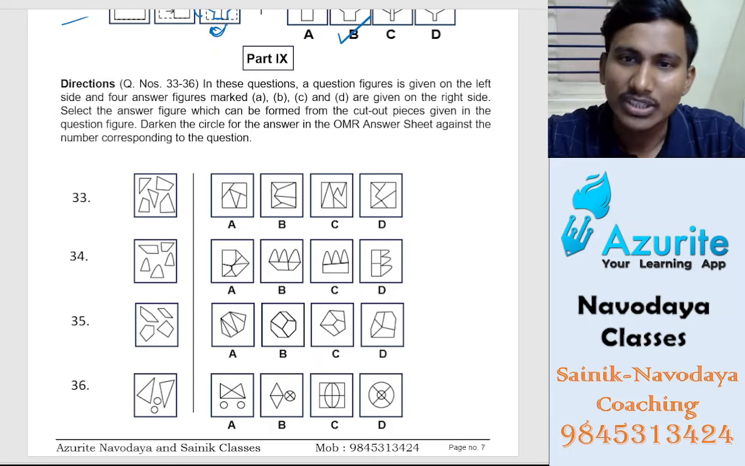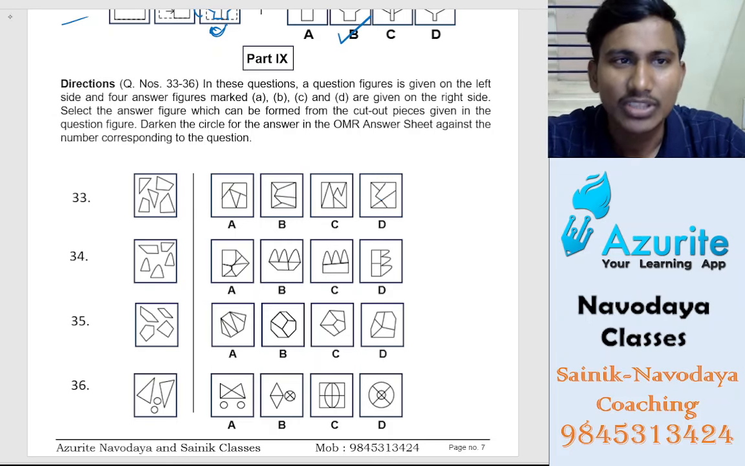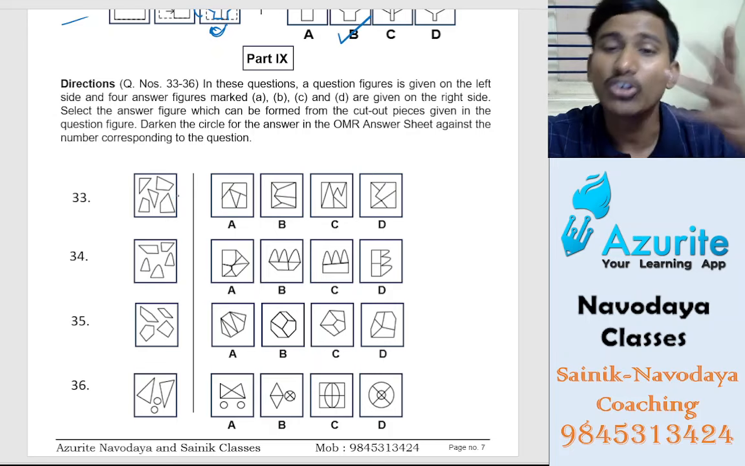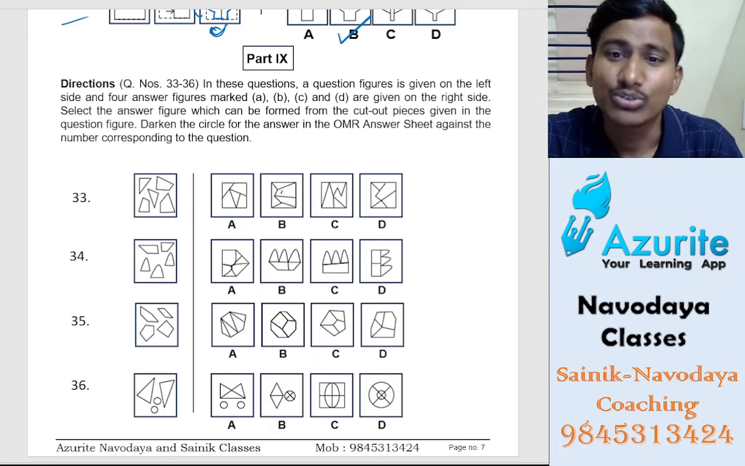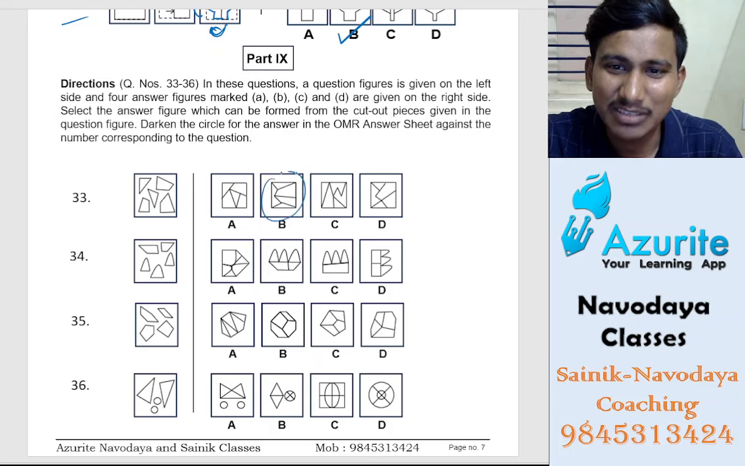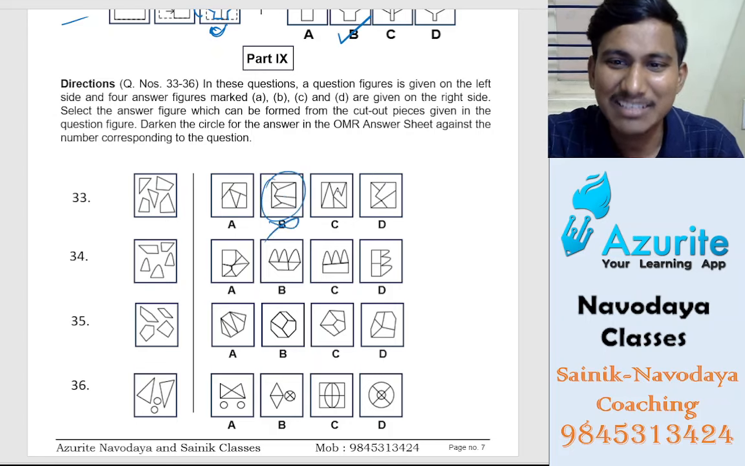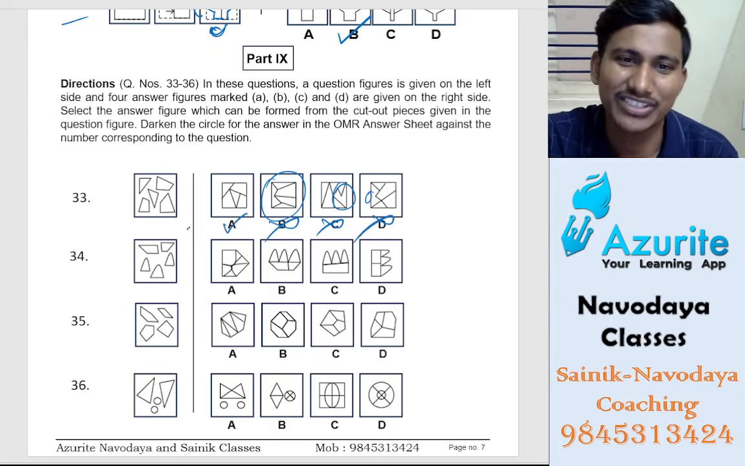Okay, so 33 question, if you see, what is the answer? Here you go with options, it will be easy. Now will B be the answer? No. Will C be the answer? This part is not there. No. Will D be the answer? This part is not there. Now what is the answer? Option A. You can check it afterwards, right?